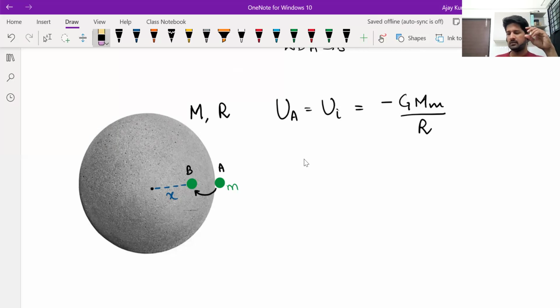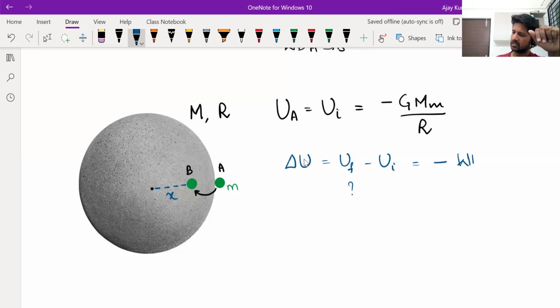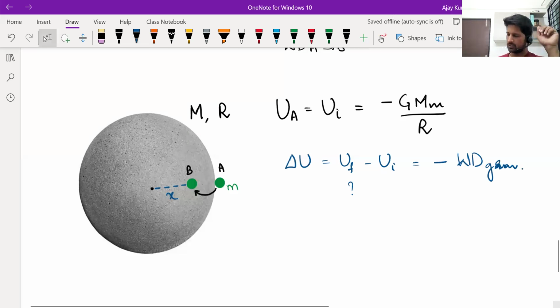Okay. Now we need the final potential energy. If you can get the change in potential energy first, then since you know the initial potential energy, you will be able to tell what the final potential energy is. And how do you get change in potential energy? Negative of work done by gravitational force. Okay. Let us work on this.